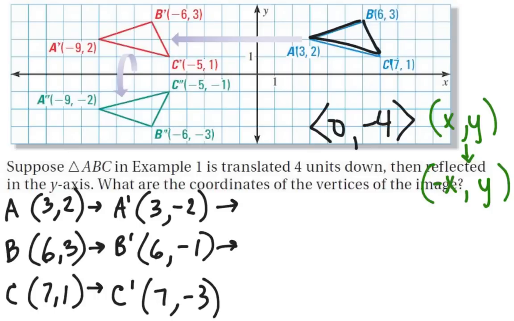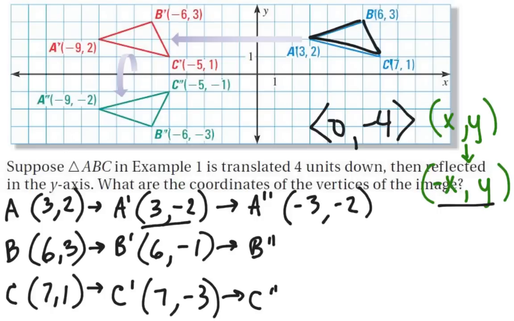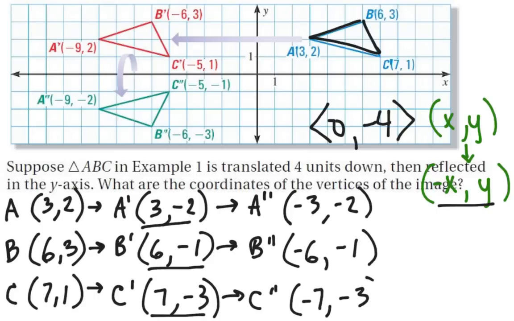Now I need the double primes. So A double prime, B double prime, and C double prime are going to be found after following change the sign of the x coordinate and leave the y coordinate the same. So from (3, -2), I'm going to get (-3, -2). From (6, -1), I'm going to get (-6, -1). And then from (7, -3), I'm going to get (-7, -3).